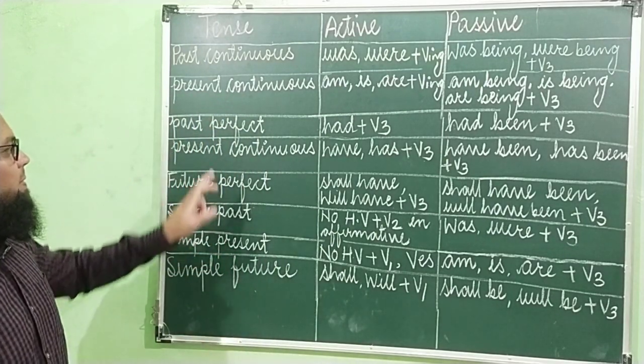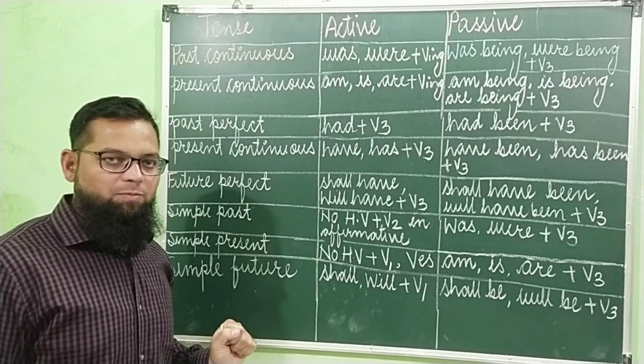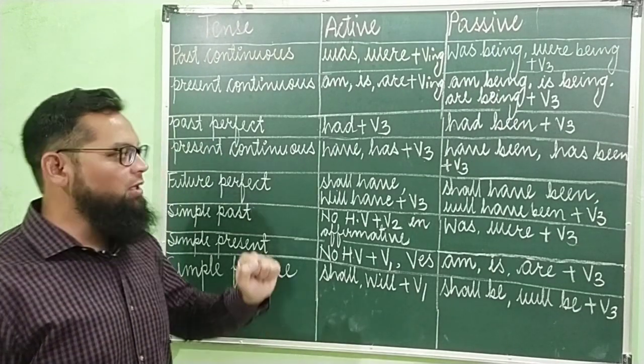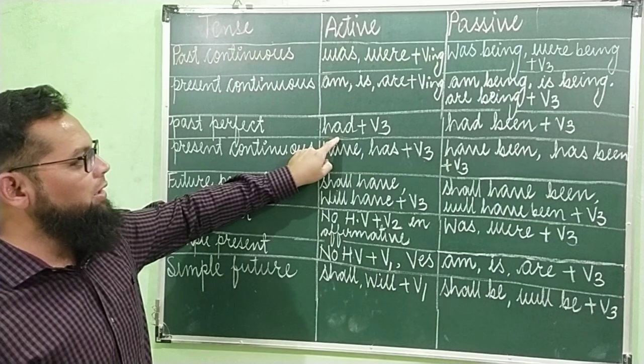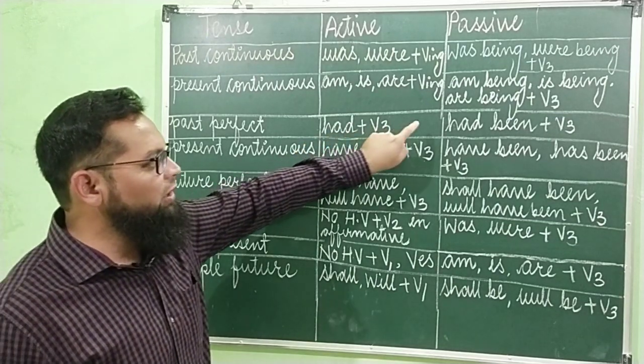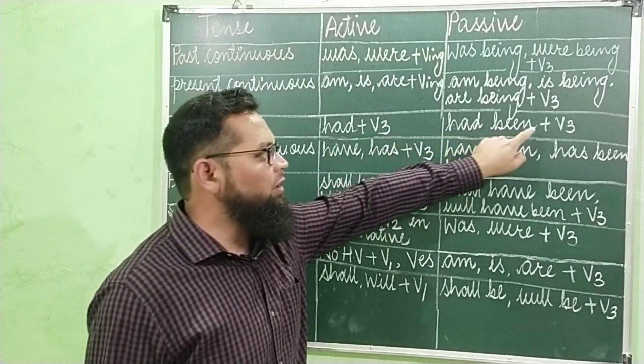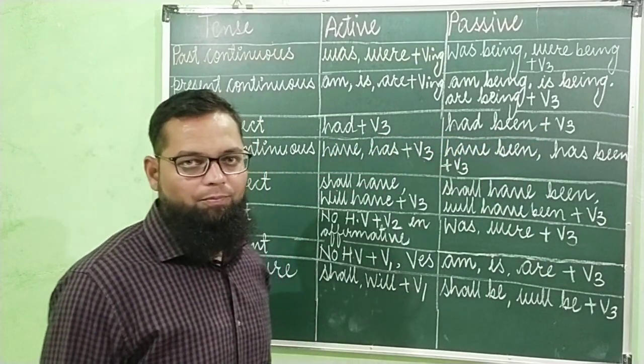Then the next tense is past perfect tense. In past perfect tense active voice, past perfect tense के active voice में हम helping verb had use करते हैं plus verb is used in third form. And when we convert it into passive, तो had क्या में convert हो जाता है? had been. And here the verb will be in third form.